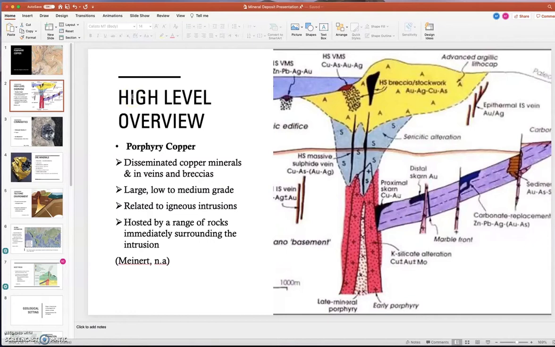First slide describes this mineral's features briefly. Porphyry copper deposits consist of disseminated copper minerals and copper minerals in veins and breccias. They are distributed in large volumes of rock, forming high tonnage, low to moderate grade ores. Host rocks are altered related to intrusions and adjacent wall rocks.